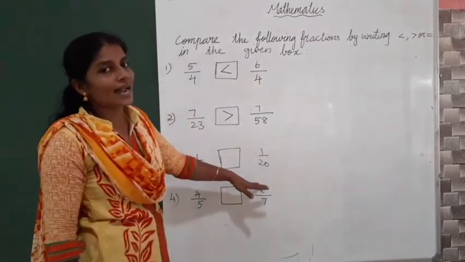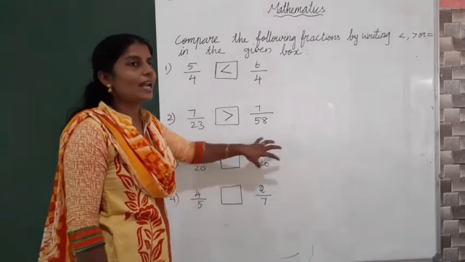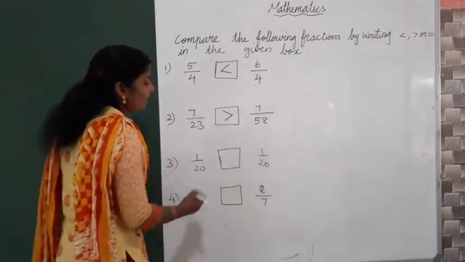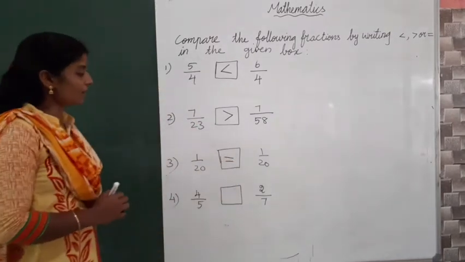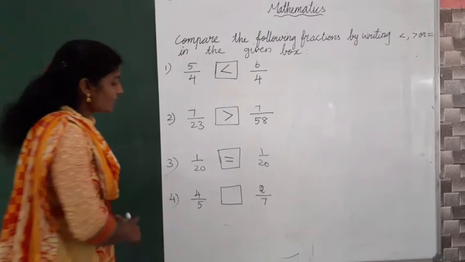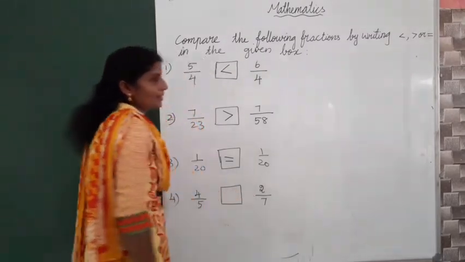Now 1 by 20 and 1 by 20. Same denominator and same numerator. So these values are equal, isn't it? So we can write the equal to symbol. Okay.